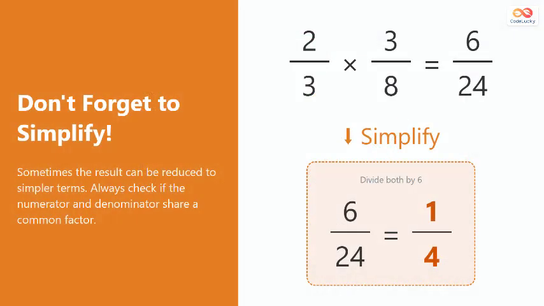However, sometimes you will need to simplify. Look at this example, 2/3 times 3/8. If we multiply across, we get 6/24. Both of these numbers can be divided by 6. When we do that, we get the simplified answer, 1/4. Always remember to reduce your answer to its lowest terms.